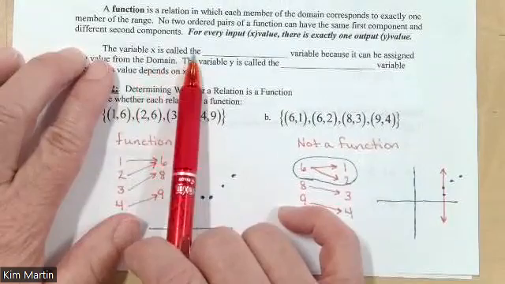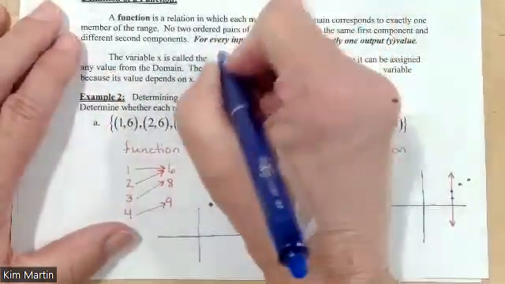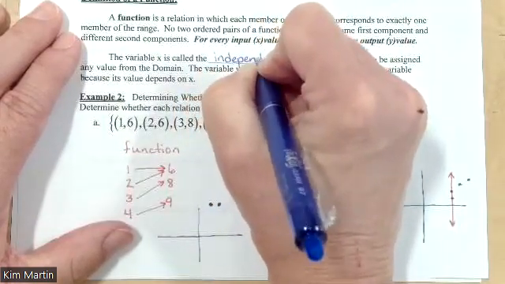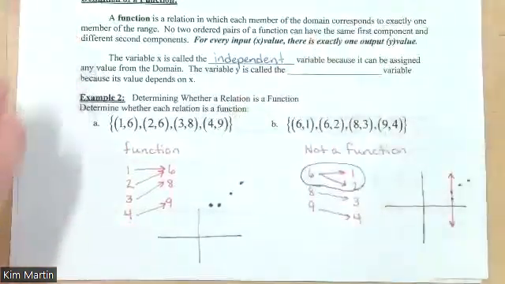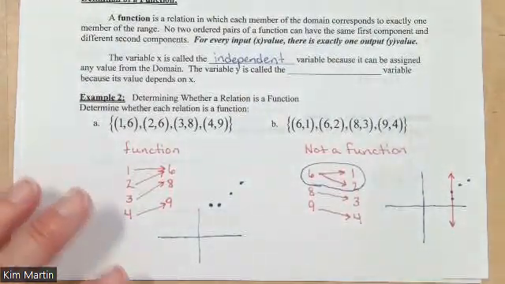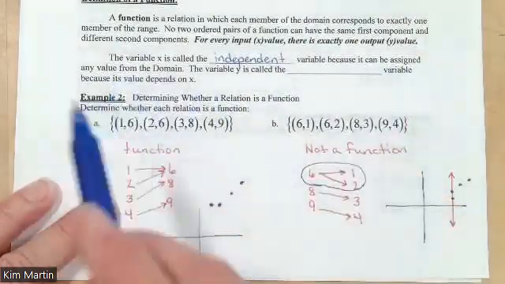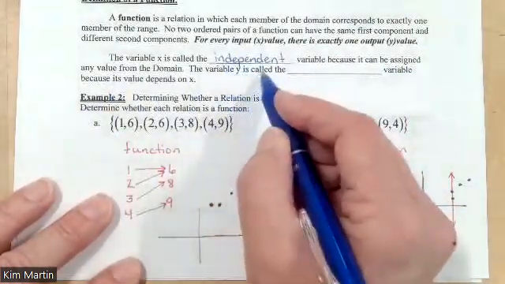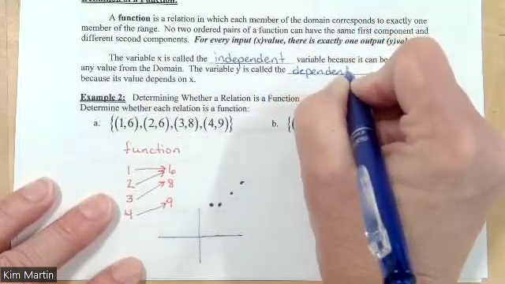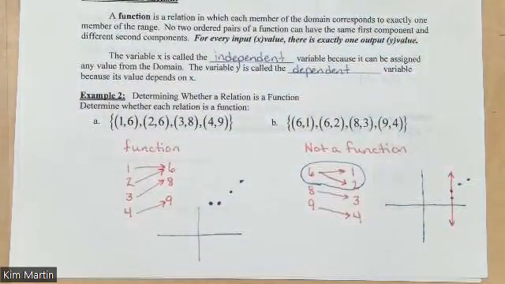The variable X is called the independent variable. I think I said it, but I didn't realize that he had this fill in the blank here, because it can be assigned any value from the domain. The variable Y is called the dependent. Did I spell that right? Or is it A-N-T? Okay, good.